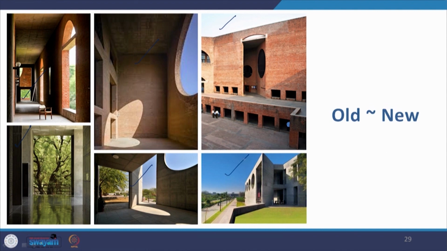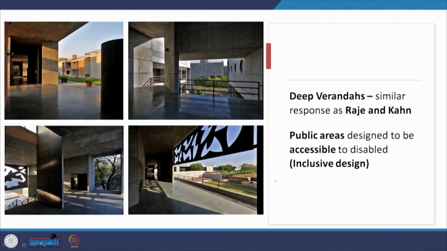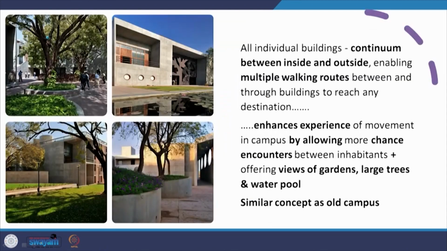And again the example of diagonal walls that reappear here. Then there are deep verandas which are similar to both the works of Raje and Kahn. So you find the deep verandas in the new campus by Bimal Patel, and the public areas are also designed for accessibility for disabled. Now this is an addition in the new campus, because inclusive design today has become one of the important areas we focus on when we design our buildings.